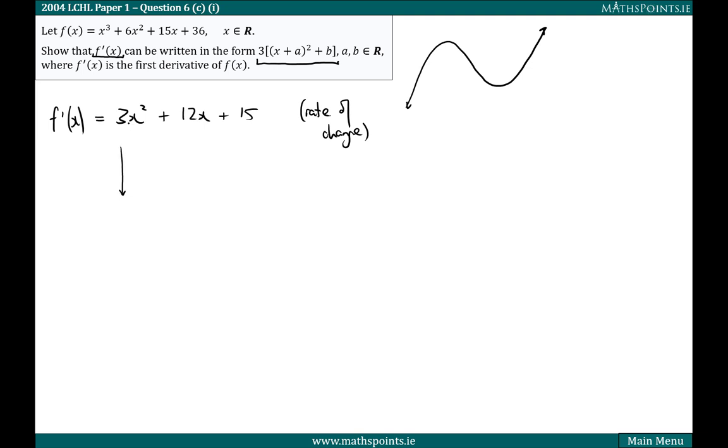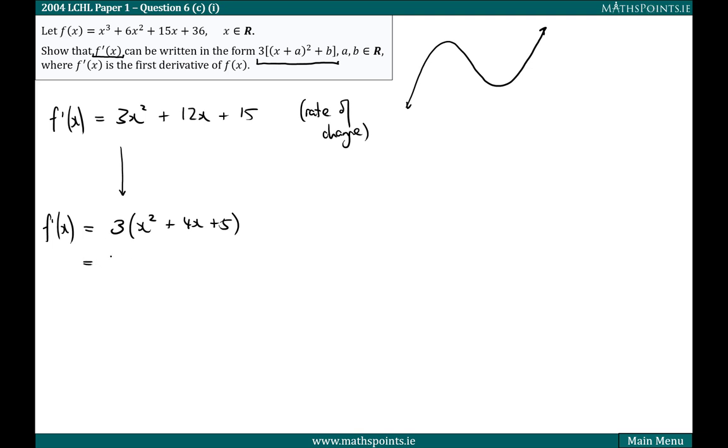If we don't have a 1x squared, or if the coefficient of x squared isn't a 1, we always start the completed square process by factorizing out the coefficient of the x squared. So in this case it's 3, and we have x squared plus 4x plus 5. So I've just divided 3 into each of these terms. So this is still f prime x, the derivative. We're just making it look different so that we can read information from it.